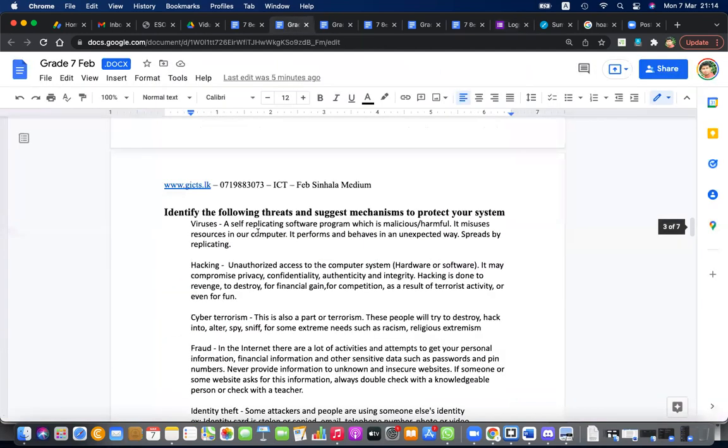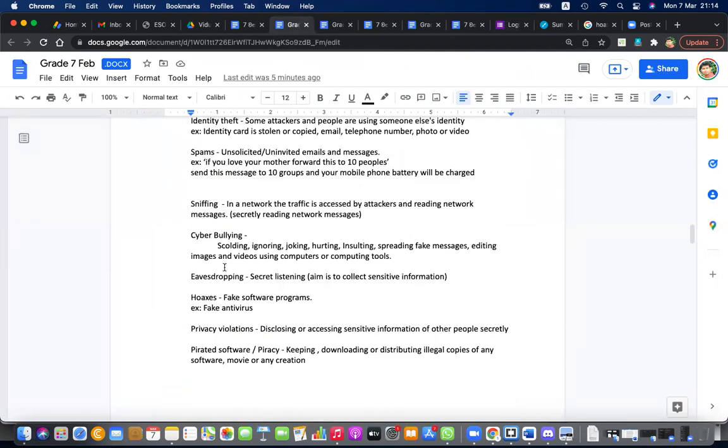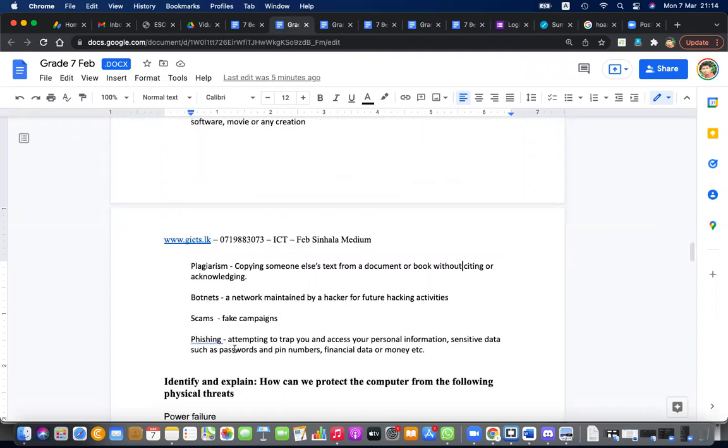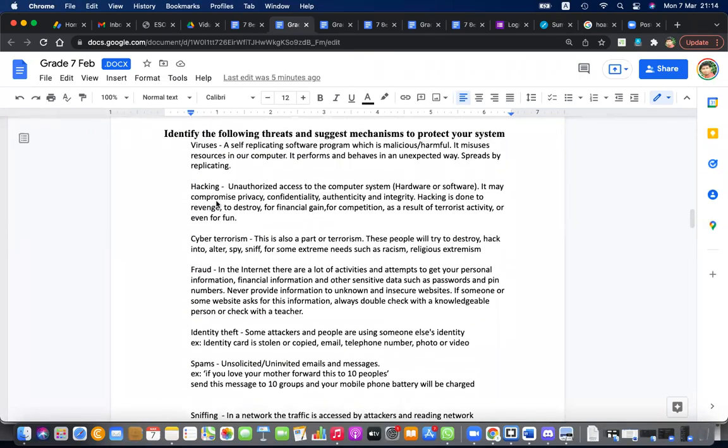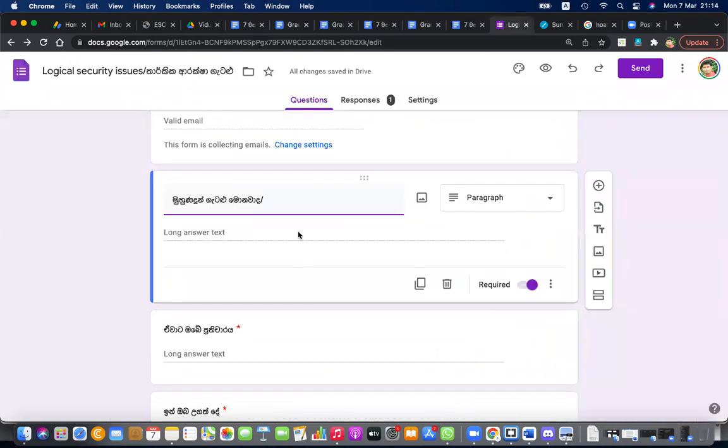So out of these, you can write one of them, like sniffing, cyberbullying, eavesdropping, hoaxes. You can write them, right? So what are the issues you have faced? Identity theft, fraud, cyber terrorism, viruses. But be honest, write the truth. No need to write your name. You just need to write the problem. Problems you have faced. Okay, please write down that.